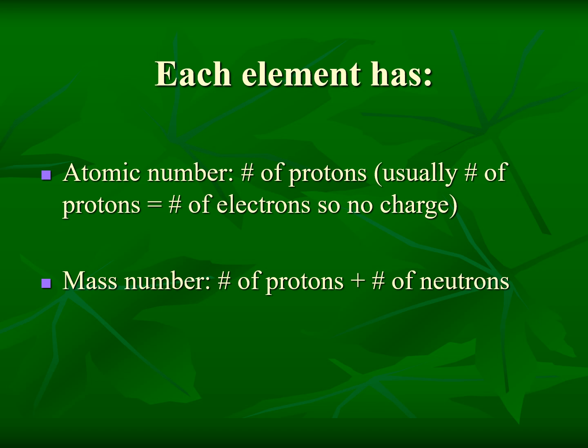Each element has an atomic number, and that refers to the number of protons. Now, normally the number of protons, which are positively charged, equals the number of electrons, which are negatively charged. So in most cases, that element is going to be neutral as far as the charge, because the positive and negative charges cancel out. The mass number is equal to the number of protons plus the number of neutrons.